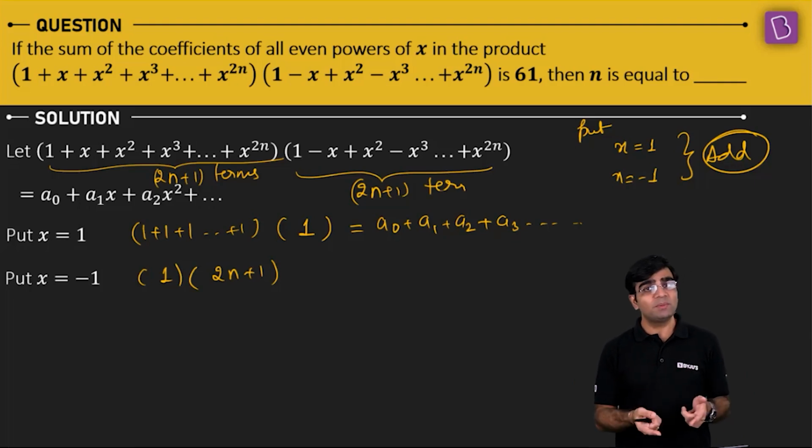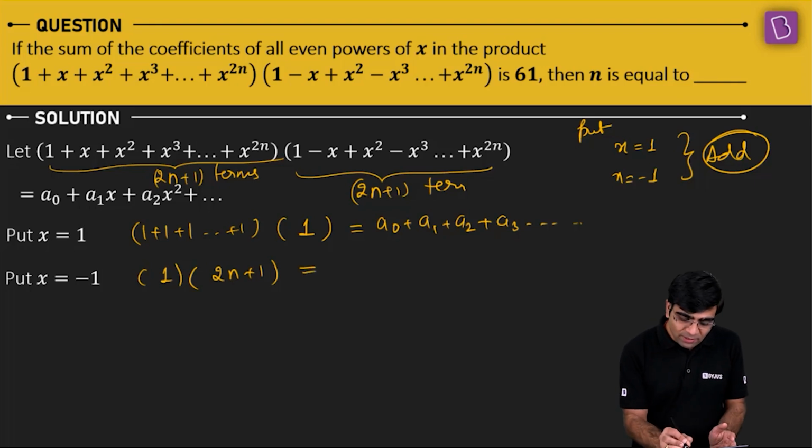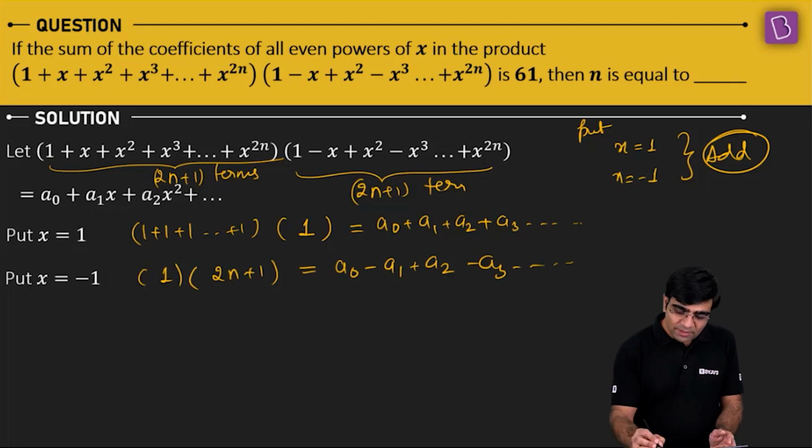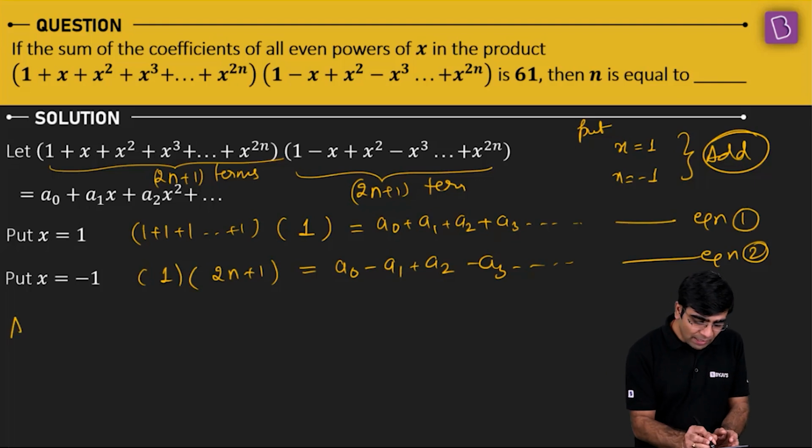And when I put x equal to minus 1, the second bracket becomes 2n plus 1 and the first one becomes 1. And what do I get? We get a0 minus a1 plus a2 minus a3 and so on. What will I do? I'll be actually adding up these two equations. So if I call this equation number 1, I call this equation number 2. So add equation 1 and equation 2.